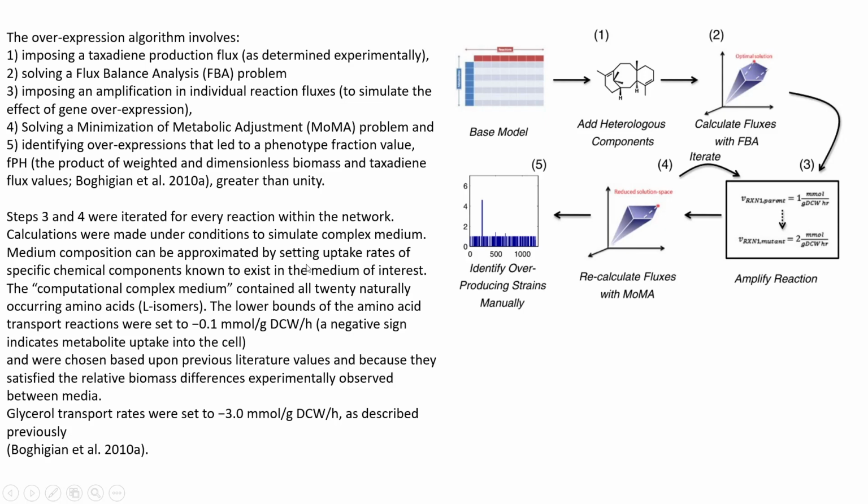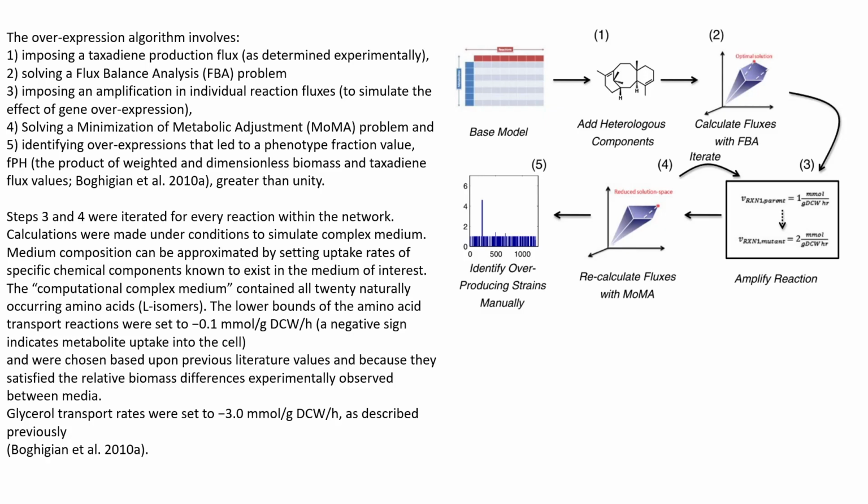So medium composition can be approximated by setting uptake rates of specific chemical components known to exist in the medium of interest. The computational problem contained all 20 naturally occurring amino acids, which are L isomers. For the lower bounds of amino acid transport reactions, the negative sign indicates metabolite uptake into the cell, and these were chosen based on previous literature values. They satisfied the relative biomass differences experimentally observed in the media, and there are some other rates associated with the model. I'm not going into the detail, but this is an overall overview of how you can find these.